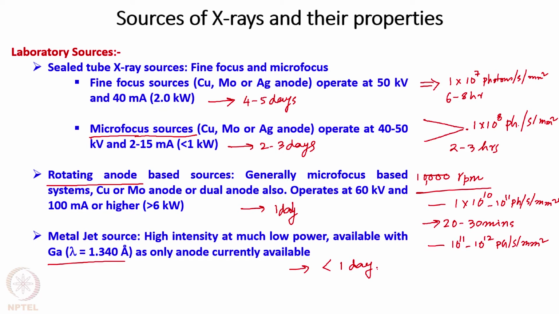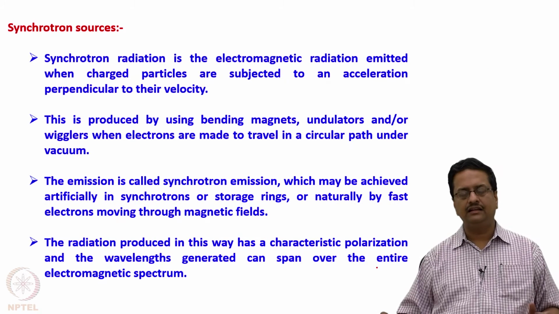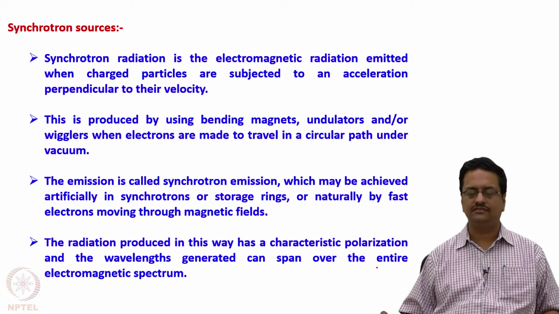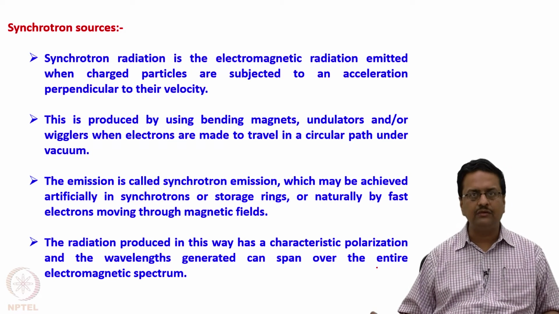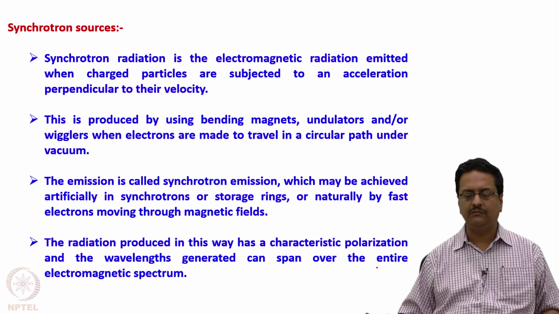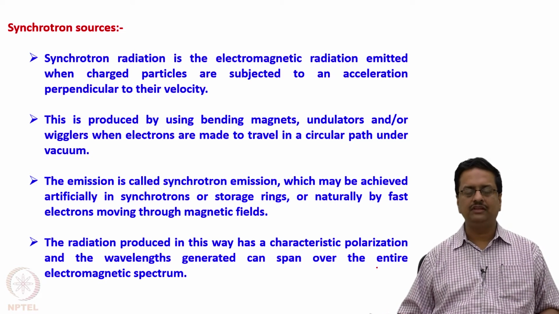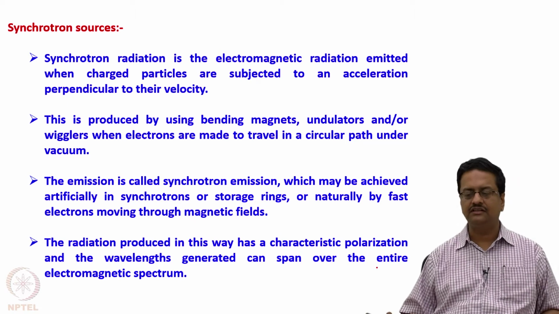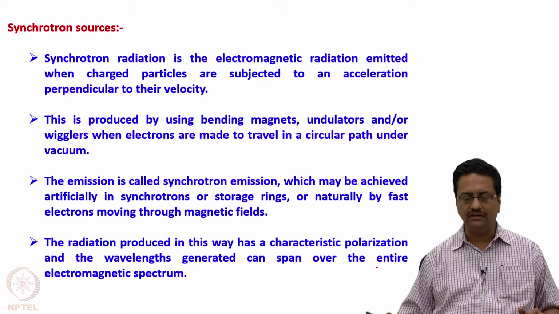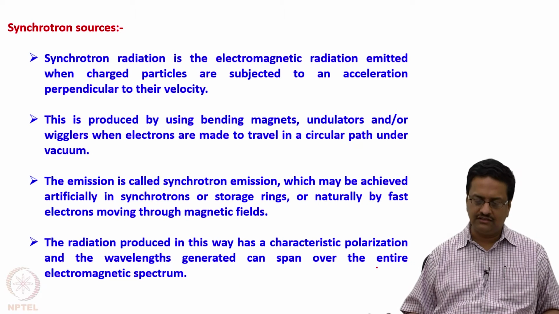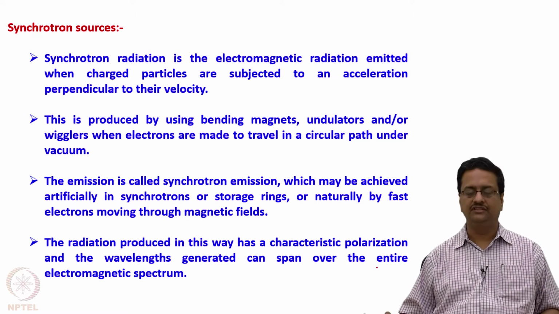So that kind of advancement can be achieved with a very high intensity source. The next higher intensity source that we can think of is synchrotron radiation, which is not available in most of the countries. There are very few synchrotron facilities around the world, but as you may be aware, synchrotron radiation is the electromagnetic radiation emitted when charged particles are subjected to an acceleration perpendicular to their velocity.